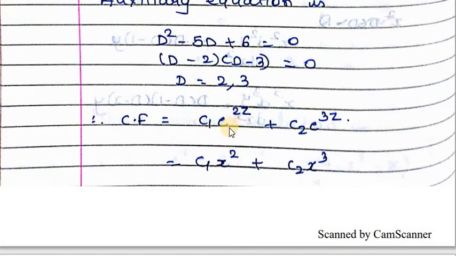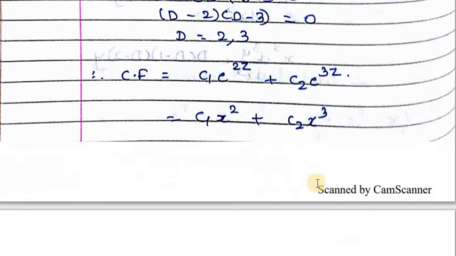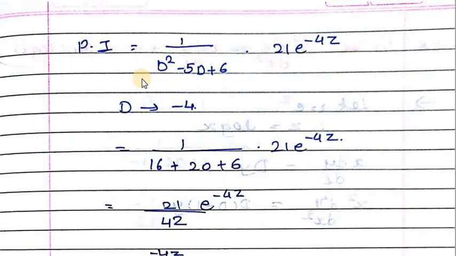Now e raised to 2z is e raised to z the whole square, and e raised to z is x, so it will become C1 x square. Then after plus C2 e raised to z the whole cube, and e raised to z is x, so it will become x cube. So CF is C1 x square plus C2 x cube. Now we will find PI, and the formula for PI is 1 over f(D) into R(z).